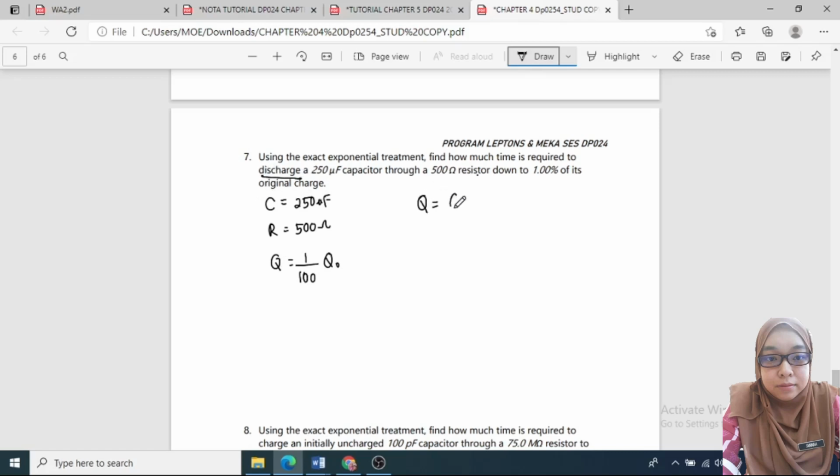So Q equal to Q naught exponent negative t per RC. So Q kita adalah 1 over 100 Q naught equal to Q naught exponent negatif. Nak cari t per RC kita kena darabkan, kita dapat 0.125. So Q naught and Q naught boleh cancel. So tinggal 1 over 100 equal to exponent negative t over 0.125. So you will get your t is equal to 0.576 second.